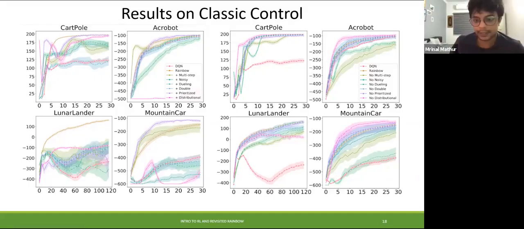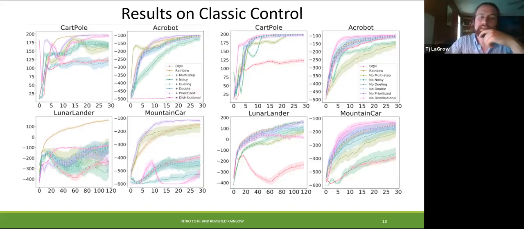What's very interesting is that the no-prioritized one is still performing better in most of the cases, except Lunar Lander, and I think CartPole. Other than that, I think all the lines for no-prioritized are showing really good results as well. That's really interesting to see.